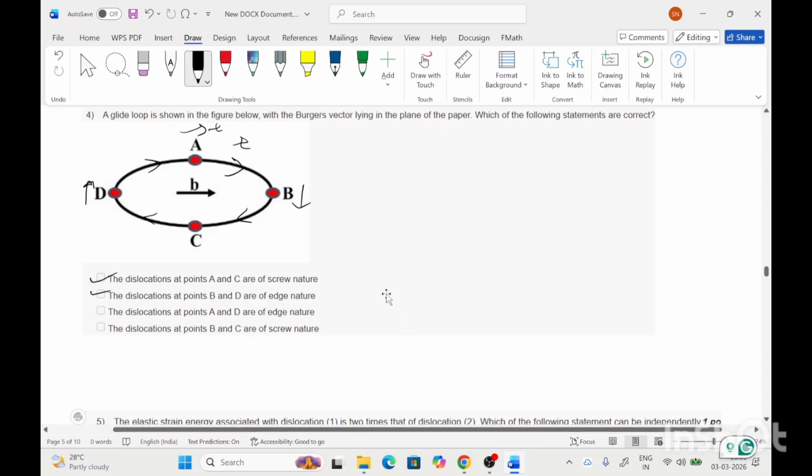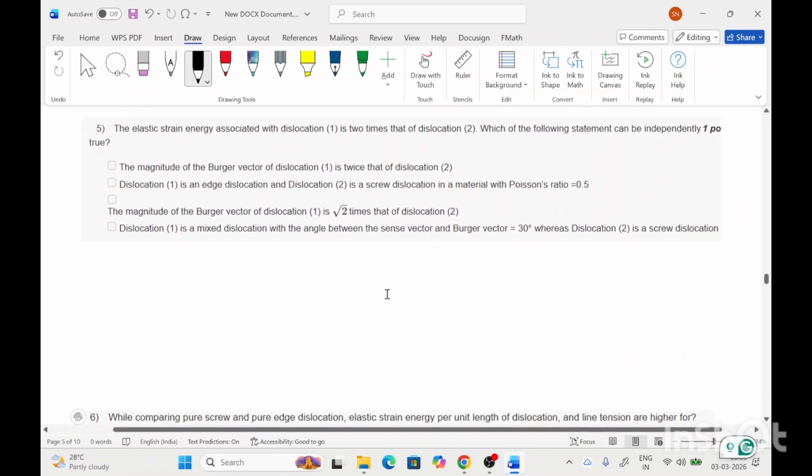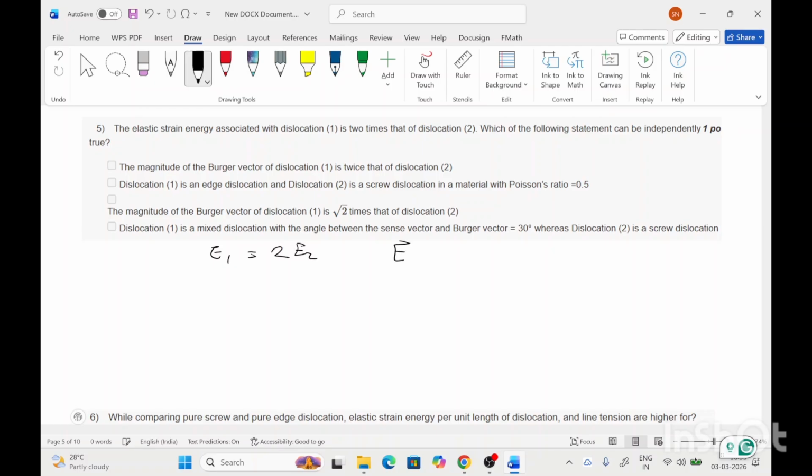So we move to the next question. The elastic strain energy associated with dislocation 1 is 2 times that of dislocation 2. Which of the following statements can be independently true? So we are given that E1 is equal to twice E2. The energy of a dislocation is given by alpha G b squared. So we can find the relation between the Burgers vectors by this relation.